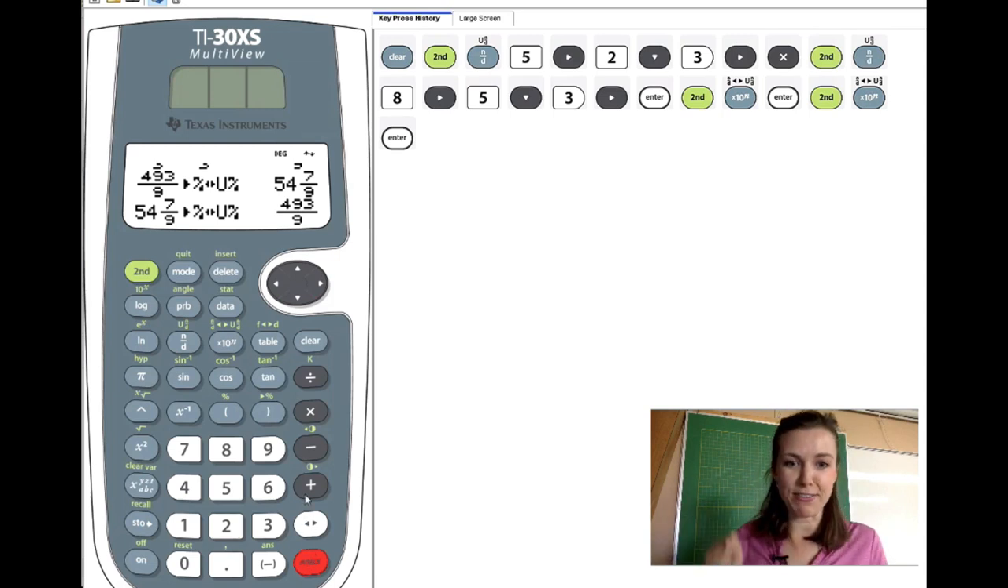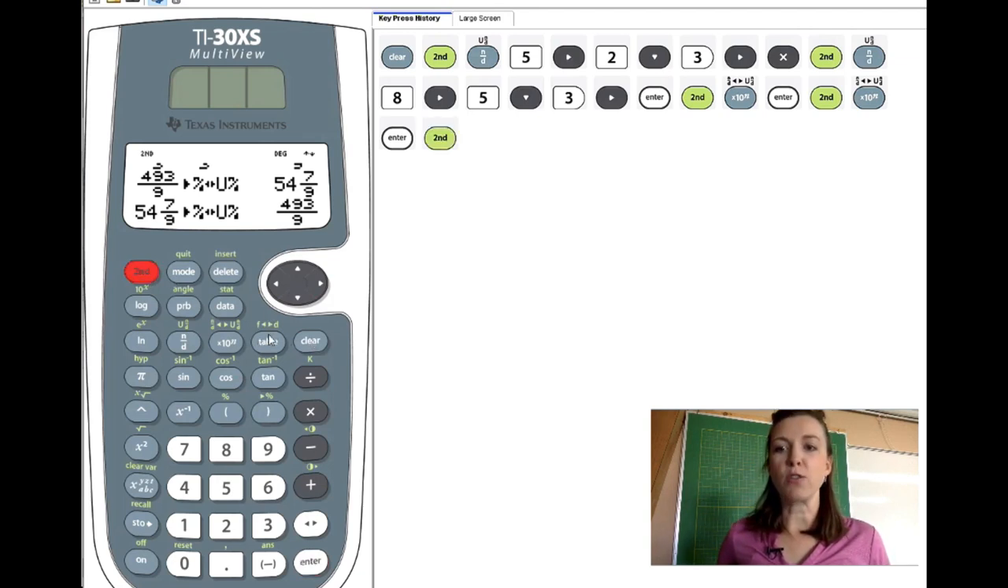But now let's get even fancier. Let's say I want it to be a decimal, okay? So we can hit second, and then look at this button right here. It goes fraction to decimal. So let's click it.